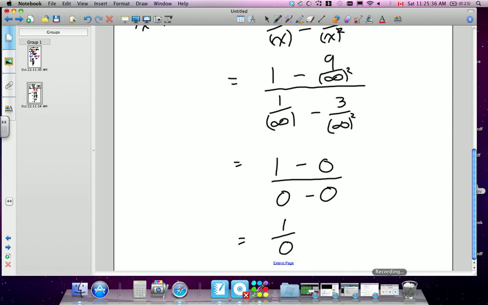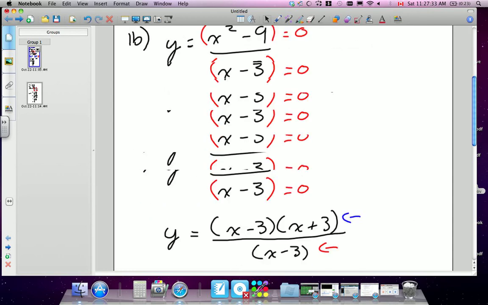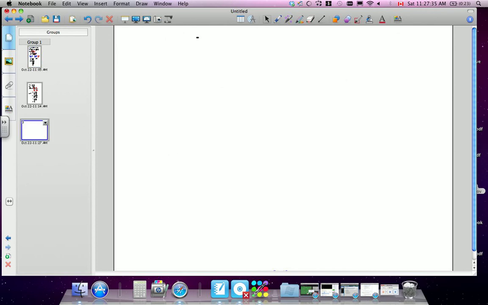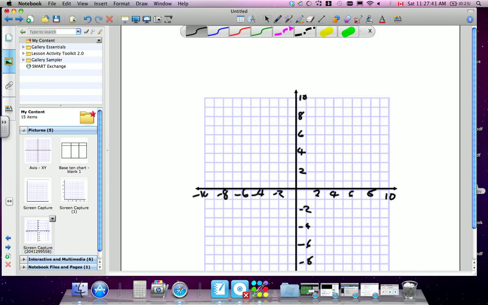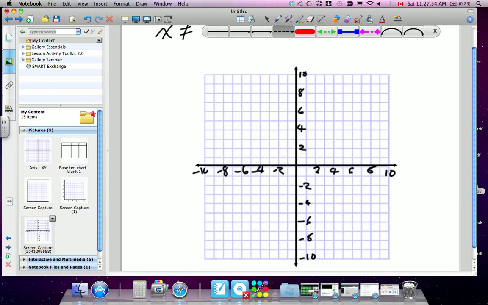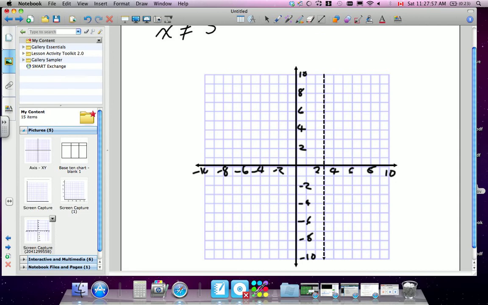So our final number is 1 over 0, which means we can't actually divide anything. This is non-existent because it's 1 over 0. In other words, again it goes with our theory of causing a hole in the graph. So when we do finally go to graph this, we knew that x could not be the number 3. What that means is when x is 3, which is right along this line here, I'm just going to draw a dotted line wherever it crosses 3. Wherever our function crosses 3, that's where we're going to have a hole in the graph.